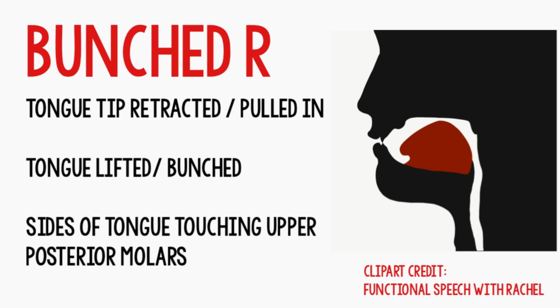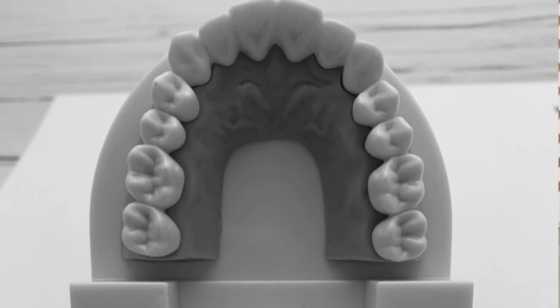So I thought I would start today by explaining the difference between a bunched R and a retroflex R. If you're a little bit confused on those, I'm going to go over that first. So a bunched R, the tongue is literally bunched and near the palate. It's like bunched up in the palatal area. So it's like this, and the tip of the tongue is actually kind of just retracted or pulled into itself. And the sides of the tongue are lifted and they are touching the upper posterior molars.